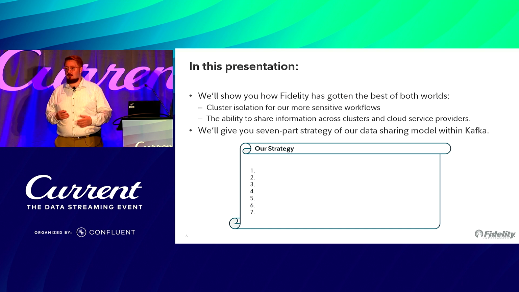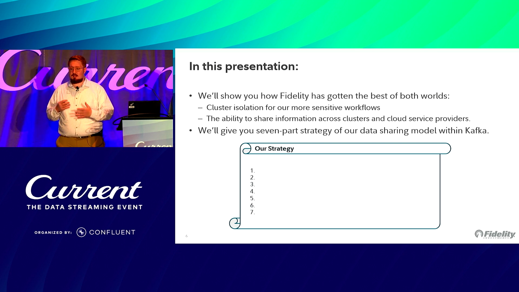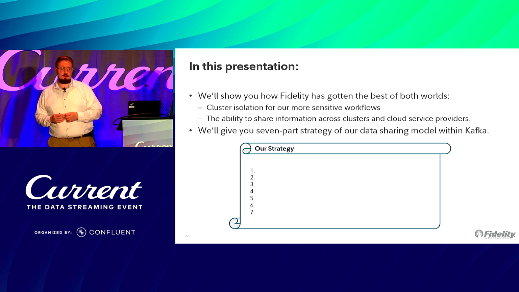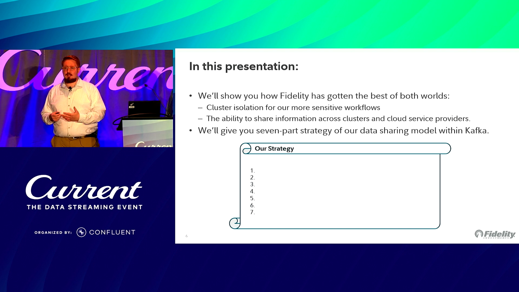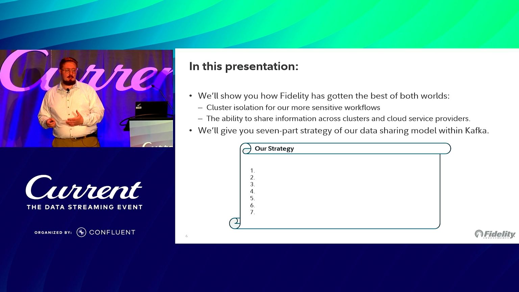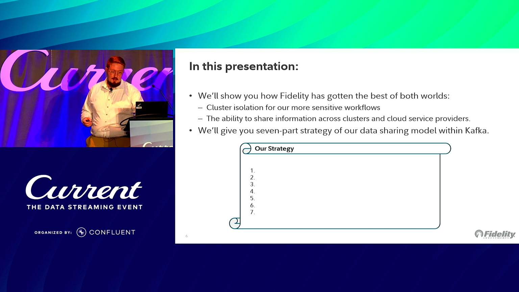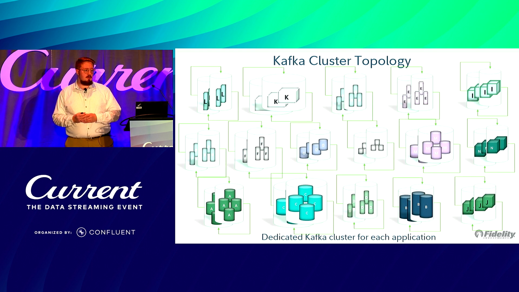We're about 8 years in on this platform, and so overall, we have a lot of experience here, and that may not translate well to somebody a little bit earlier on. So one thing we're going to do is provide a 7-part strategy here on our data sharing model within Kafka. You'll see this scroll throughout, and we'll fill it out, and that can act as a take-home strategy for you if you're looking at this multi-cloud moving data strategy for your enterprise. Yes, this session is recorded.